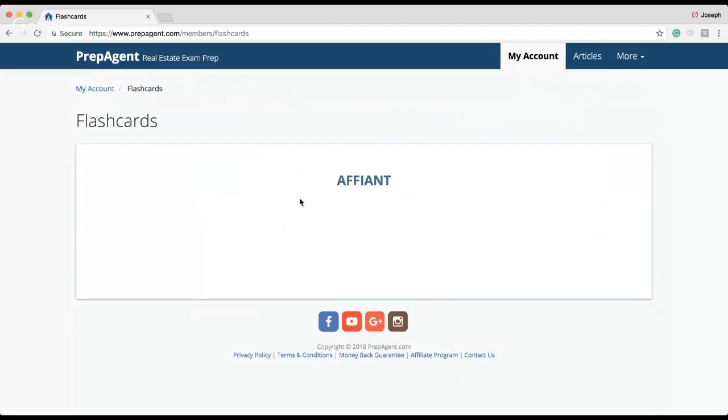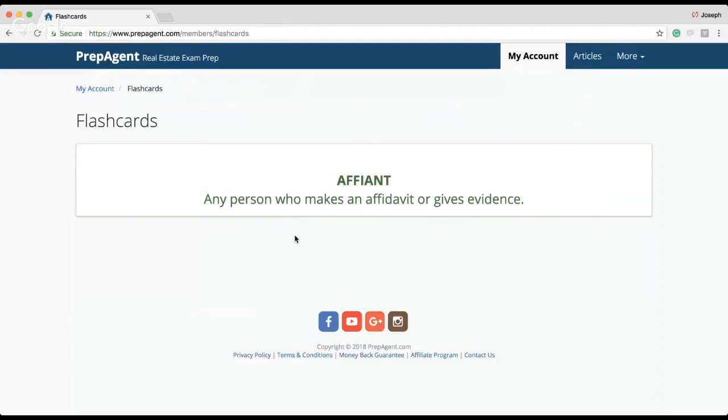Affiant. What's an affiant? Okay, so an affiant is anybody who makes an affidavit or gives evidence. That's a harder one. Don't feel bad if you didn't know that one. Okay, moving right along.